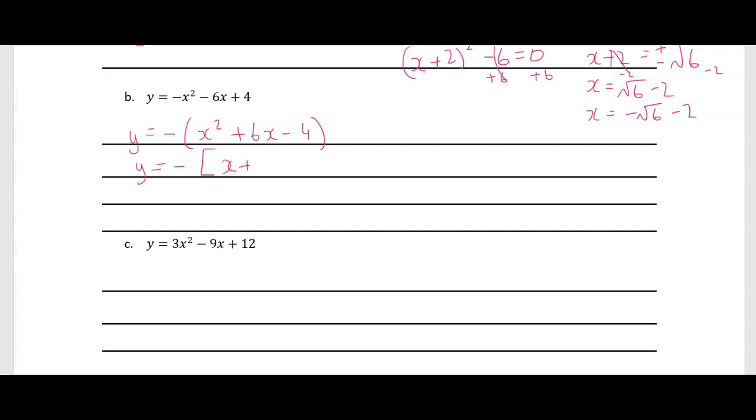All right, let's just complete the square. So 6 on 2. Oops, that should be a minus. Minus 6 on 2. You could write 3 straight away if you wanted to. And then minus 4. All right, keep that square bracket there just for a little bit longer. All right, so 6 on 2 is 3. 3 squared is 9.